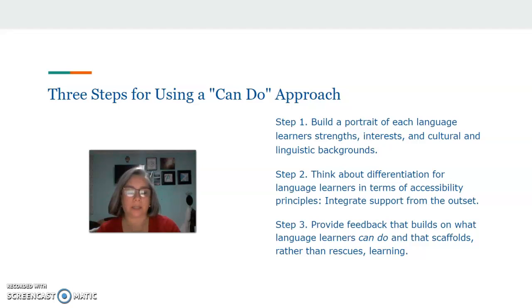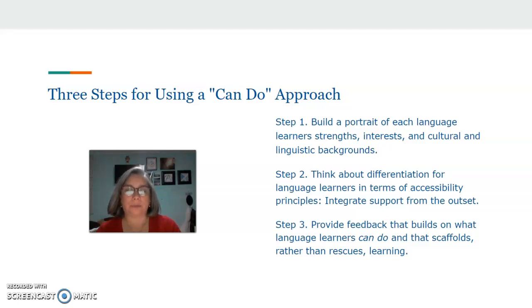this approach has. So step number 1 is to build a portrait of the students, of the whole student, not just what they are missing, but what strengths they have, what interests they have, their cultural and linguistic backgrounds. So get a better feeling of the whole student. What has he been through? What things does he know? What schooling did he have? Get to know a little bit more about the student.